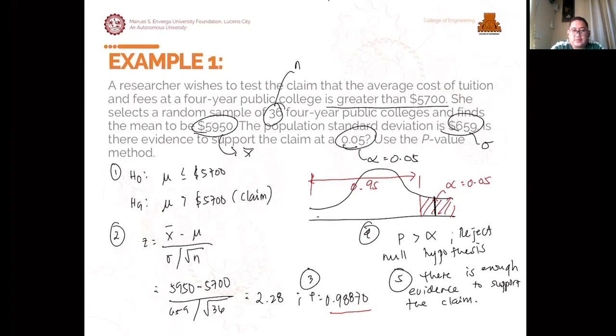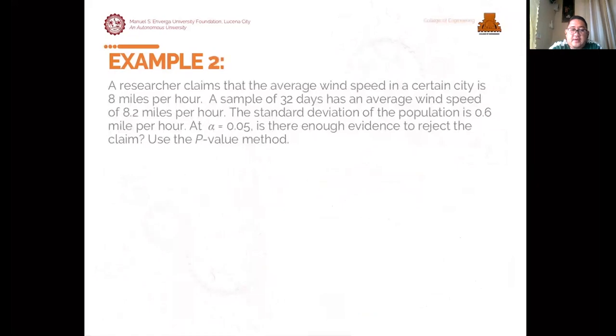So, yun yung pinaka ano natin. Okay? So, applying again the same concept na probability yung hinahanap natin into another example. We have here a researcher claims that the average wind speed in a certain city is 8 miles per hour. Okay, so is 8 miles per hour.